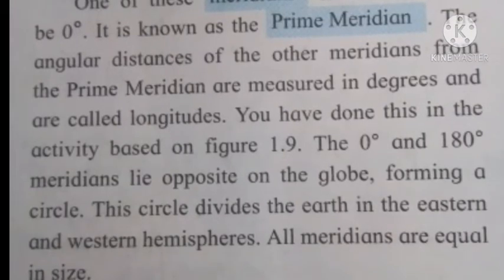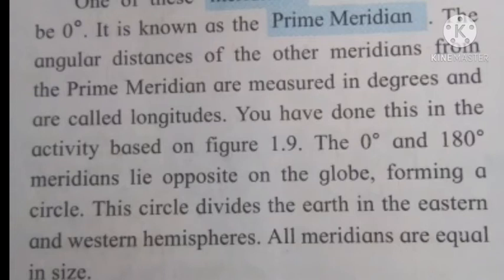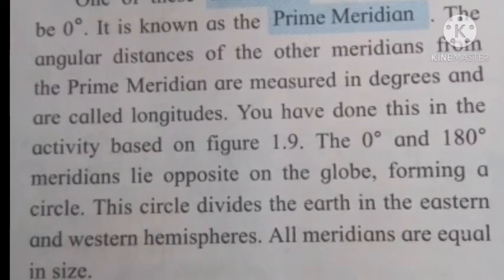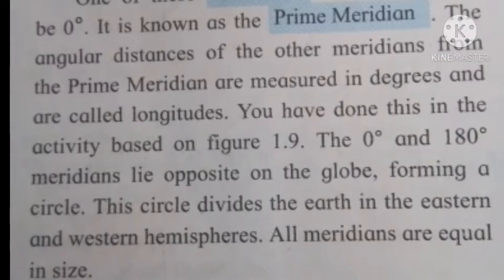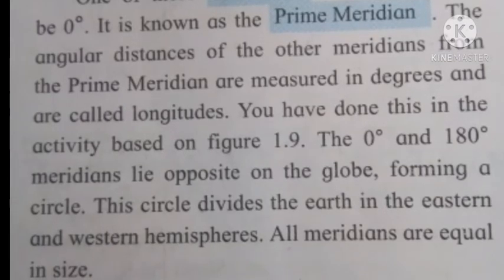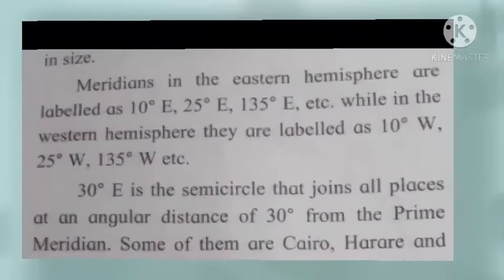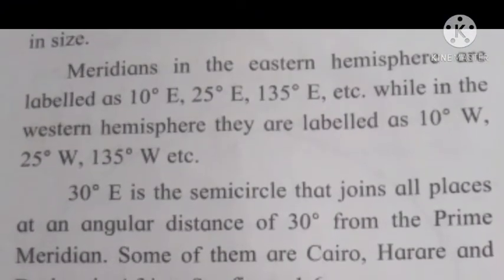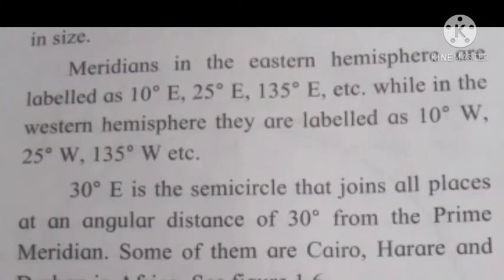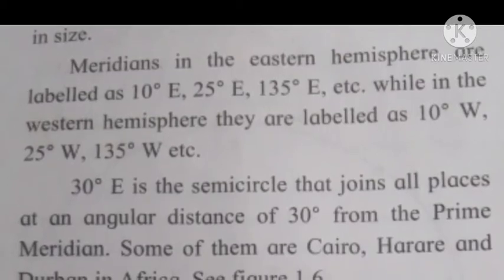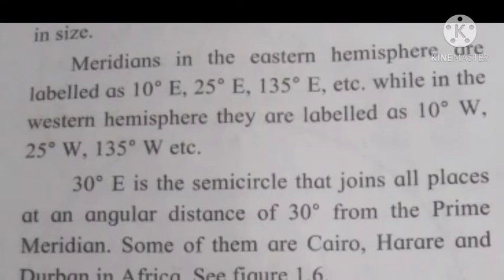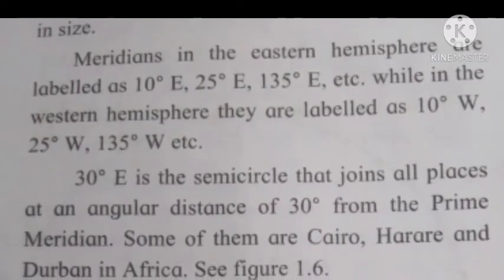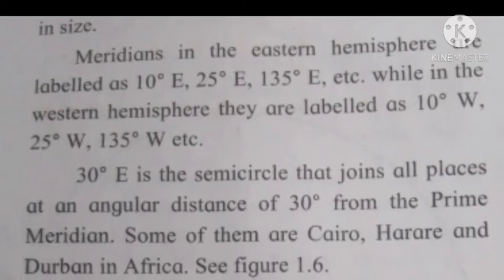The 0 degree and the 180 degree meridians lie opposite on the globe, forming a circle. The circle divides the earth into the eastern and the western hemisphere. All meridians are equal in size. Meridians in the eastern hemisphere are labeled as 10 degree east, 25 degree east, 135 degree east, etc. While in the western hemisphere, they are labeled as 10 degree west, 25 degree west, 135 degree west, etc.